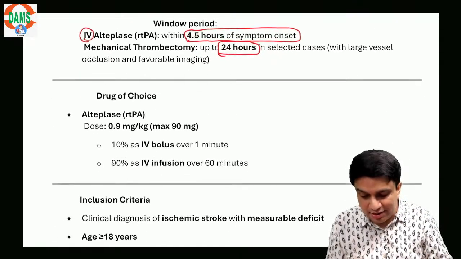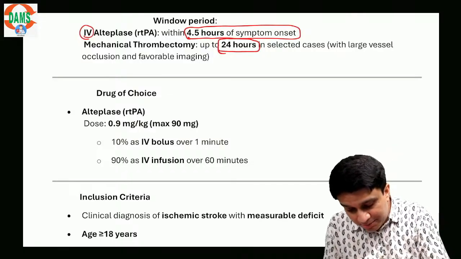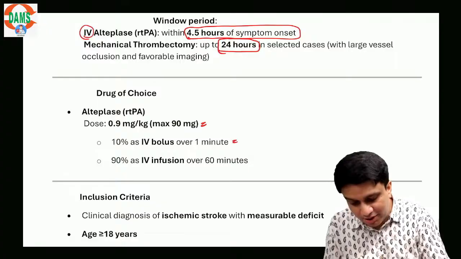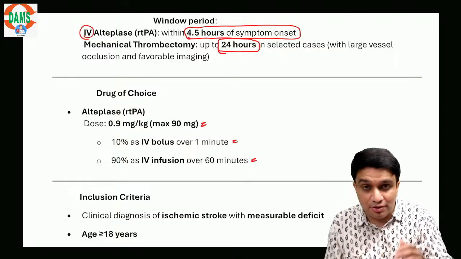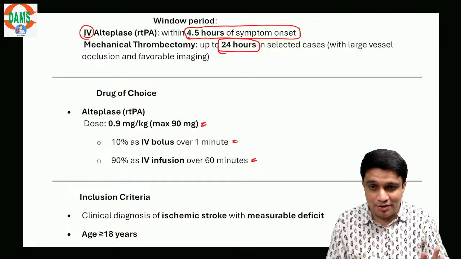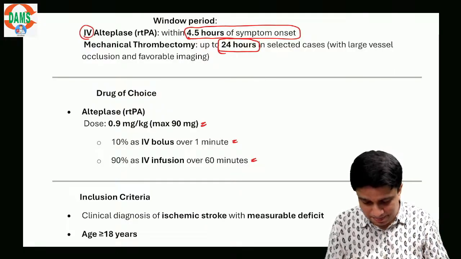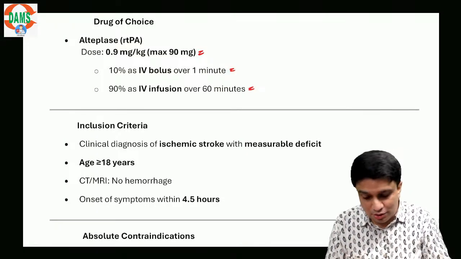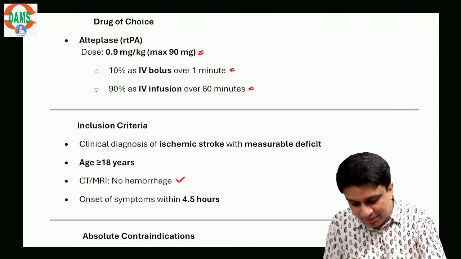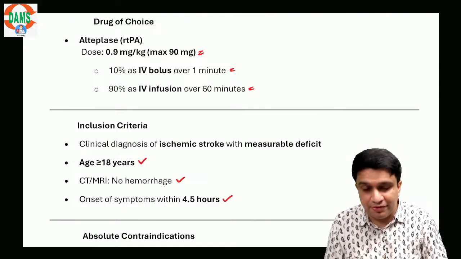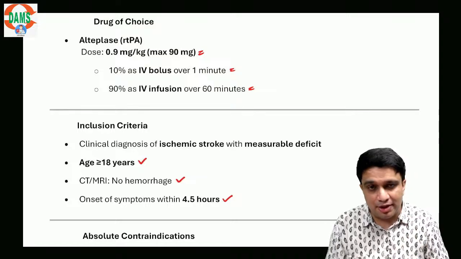Recombinant TPA alteplase, the dose is 0.9 mg per kg. Maximum dose is 90 mg. 10% bolus within 1 minute. And 90% of it has to go slowly over 1 hour. They have asked this also, NEET PG people. Clinical diagnosis, what are the inclusion criteria? Very simple. No hemorrhage on CT or MRI, age above 18, and onset of symptoms within 4.5 hours. I'm talking about the IV format.